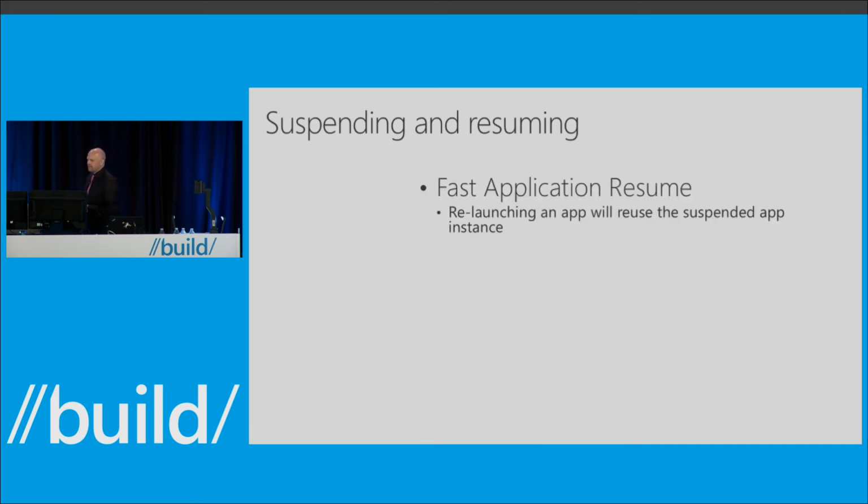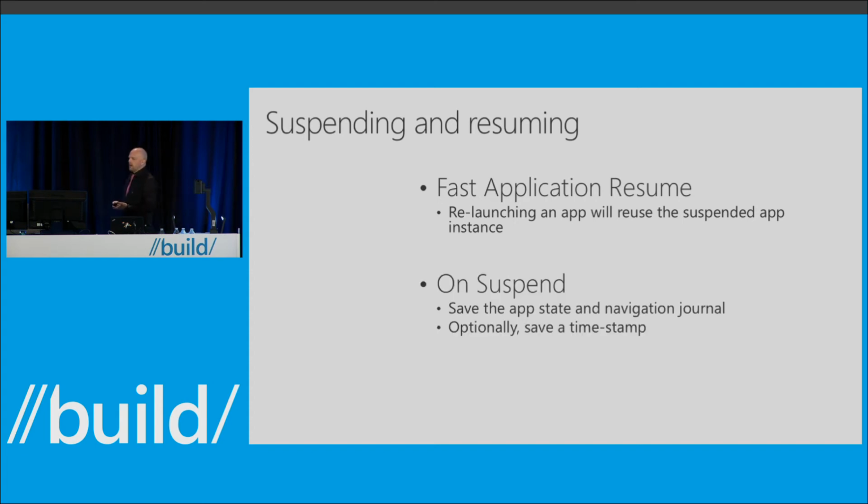And across the Windows 10 device family, we do the same thing as we did in 8.1. We are setting fast application resume as the launch policy for applications, which means that relaunching an app will reuse the suspended app instance. So it will be a fast return to your application for the user. This means that on suspension, you need to save state, the navigation journal, timestamps, all of this, in order to be able to bring the user back on resume.